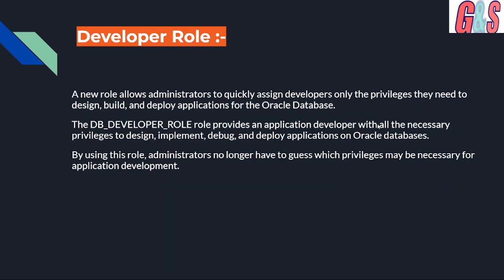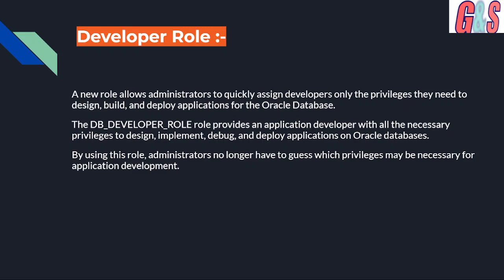Now moving on to the developer role. A new role allows administrators to quickly assign developers only the privileges that they need to design, build, and deploy applications to the Oracle database. The DB_DEVELOPER_ROLE provides an application developer with all the necessary privileges to design, implement, debug, and deploy applications in an Oracle database. By using this role, administrators no longer have to guess which privileges may be necessary for application development.